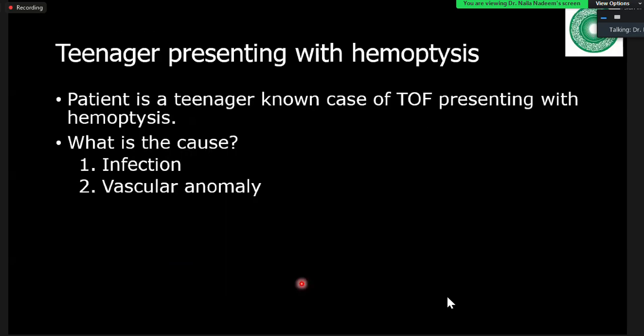Let's look at our second case. This is a teenager who presented to us for the first time. On arrival, it was known that the teenager has tetralogy of Fallot, and so the question to us was, what would you want to do, because they wanted us to tell them, is it because of infection he's having hemoptysis, or is it because of a vascular anomaly? Can we have the second question?